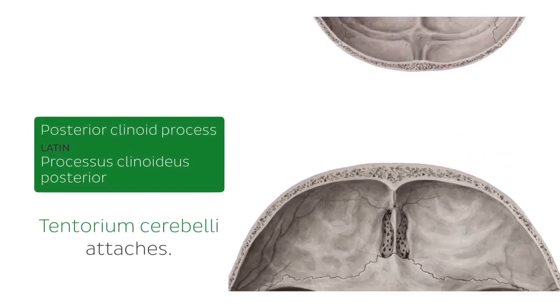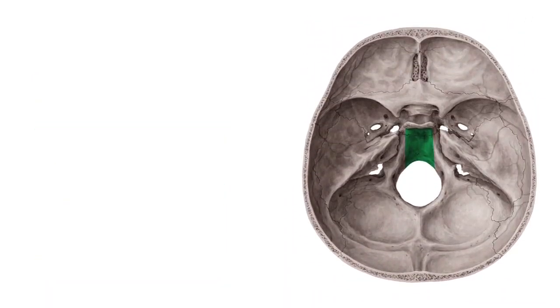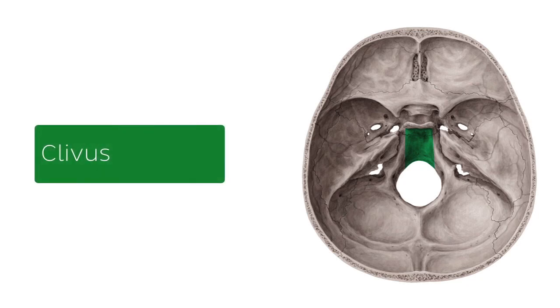The other structure that we are going to be highlighting now is known as the clivus. The clivus is a slope located posterior to the body of the sphenoid bone, just behind the dorsum sellae.